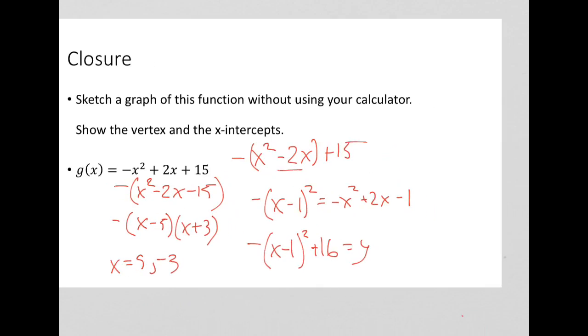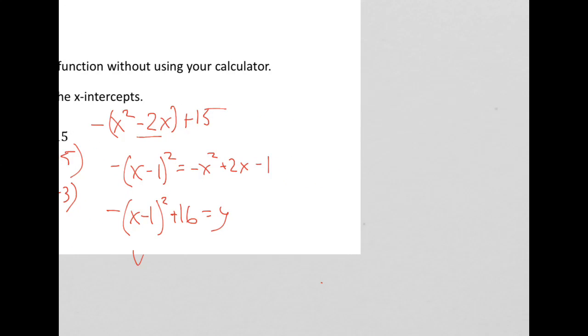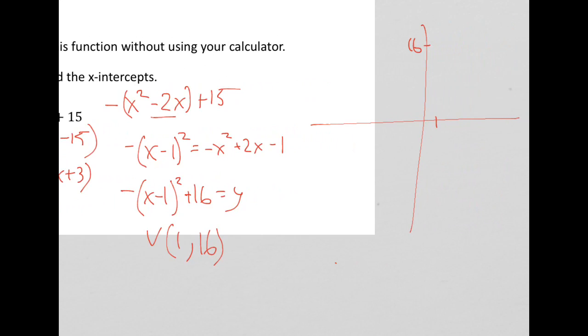And I can graph this now. I'm told my vertex has to be at 1, 16. So I'm going to do a lazy graph here, but I'm going to get 1, and I'm going to get positive 16 up there. And my x-intercepts are at 5 and, what is it, negative 3. So there's that. And there's that. That second half was bad, but there we go. That looks kind of good.